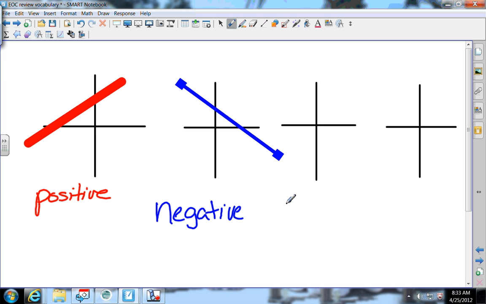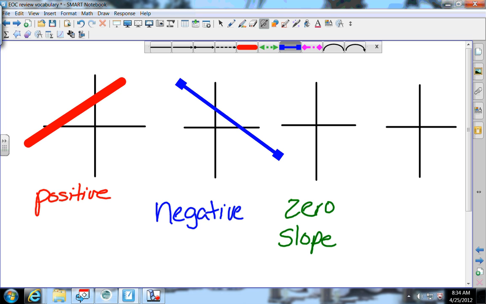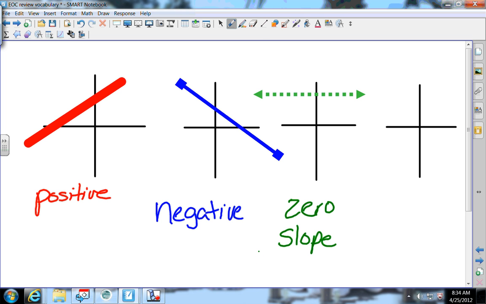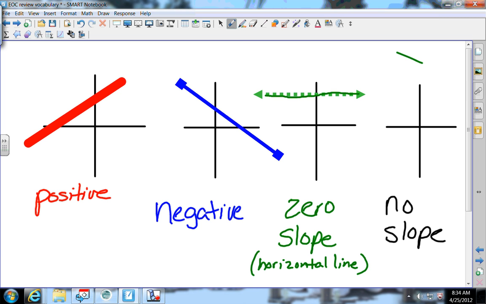What about something that has a 0 slope? What does that look like? A 0 slope is a horizontal line. Another type would be if it had no slope. No slope is when it is a vertical line.